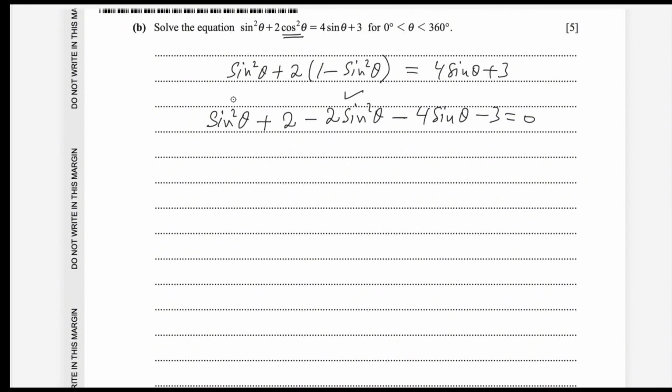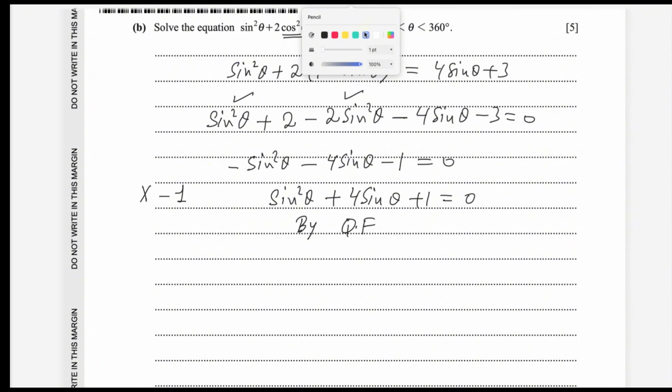These two are like terms, so you can solve them together. It will be minus sin square theta minus 4 sin theta, 2 minus 3 will be minus 1, equals 0. Because there is a negative throughout, to get rid of that negative sign you can multiply by negative 1. So it will be sin square theta plus 4 sin theta plus 1 equals 0. We can solve this equation by using the quadratic formula.